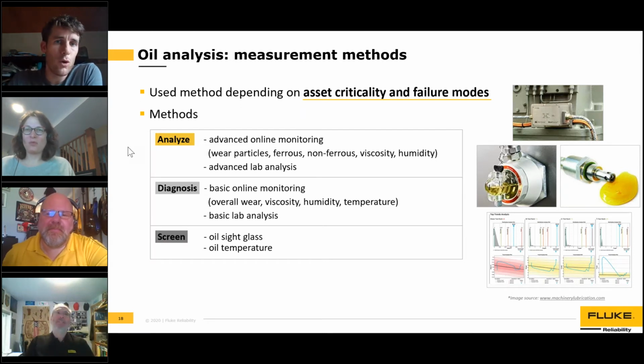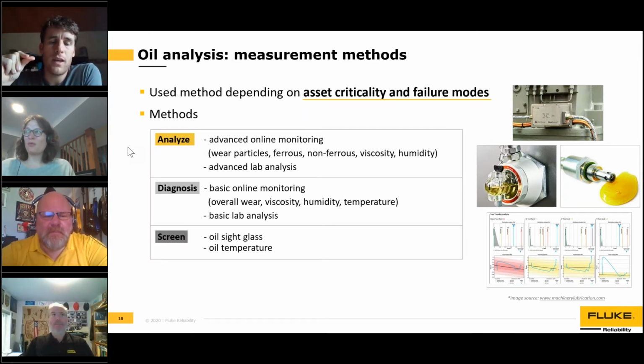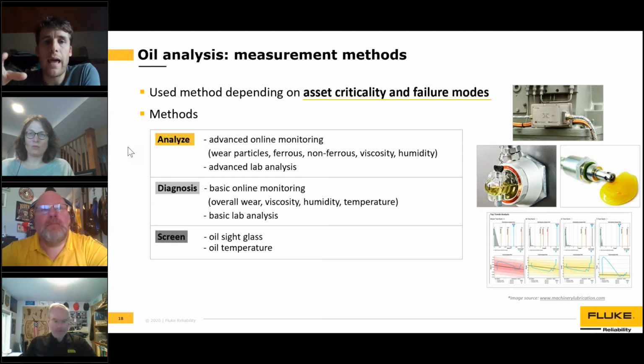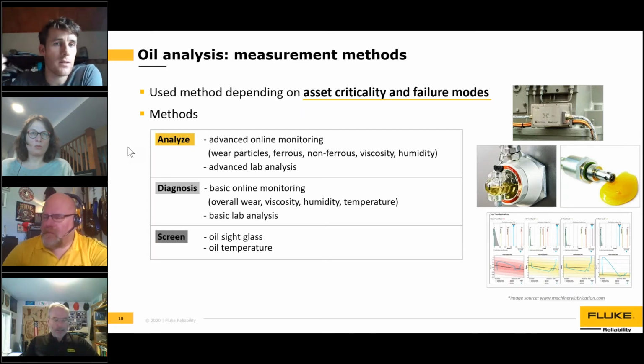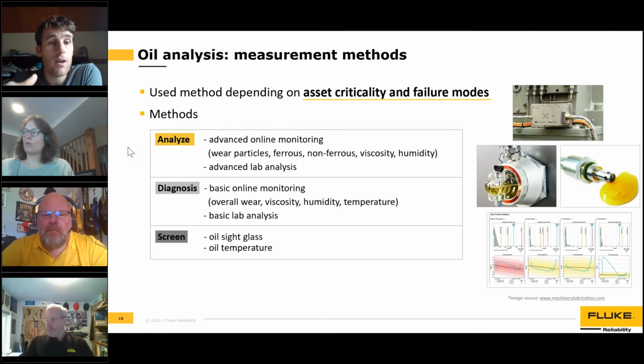From a screening perspective, we do the same thing with all these technologies. We divide it into different categories. We can do screening and diagnostic, or we can go really in depth and analyze that failure to make sure we can draw conclusions out of it. Simply looking at the oil in a glass, making sure it looks clear, there's no foam, and monitoring the oil temperature are very basic things that can already tell us a lot about the condition of that asset.